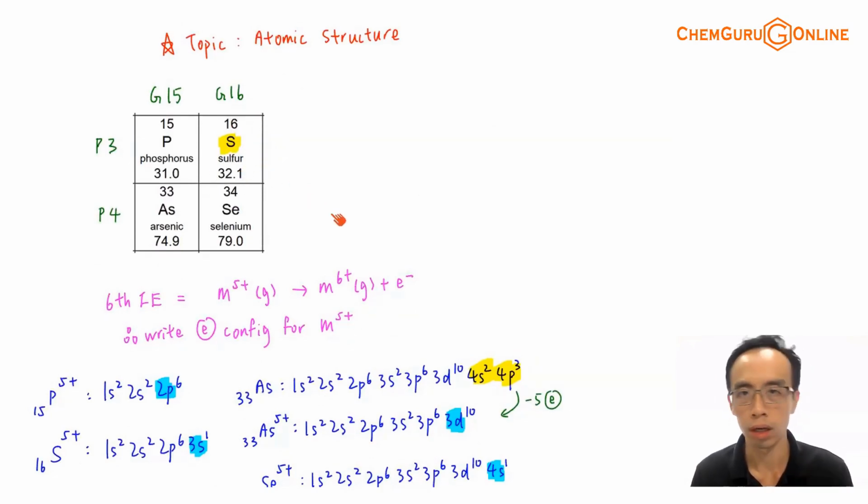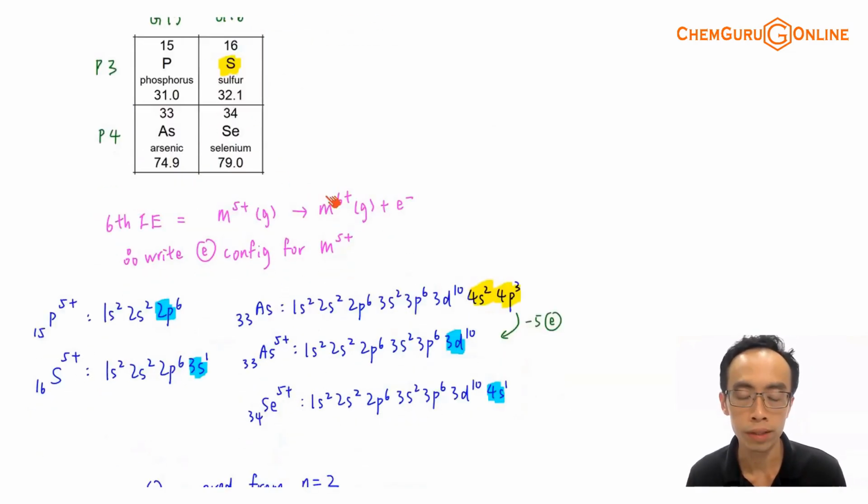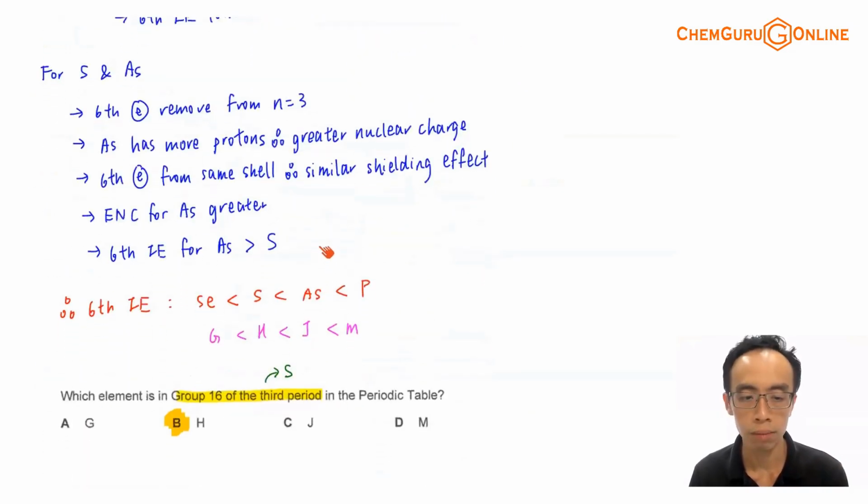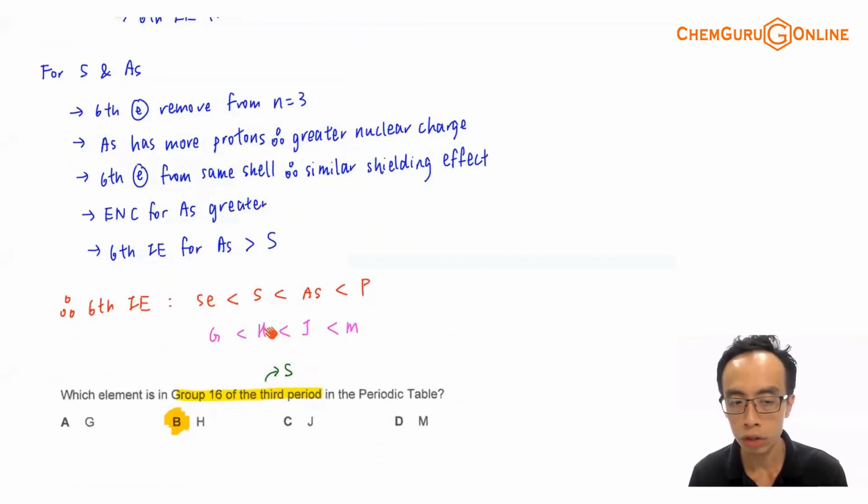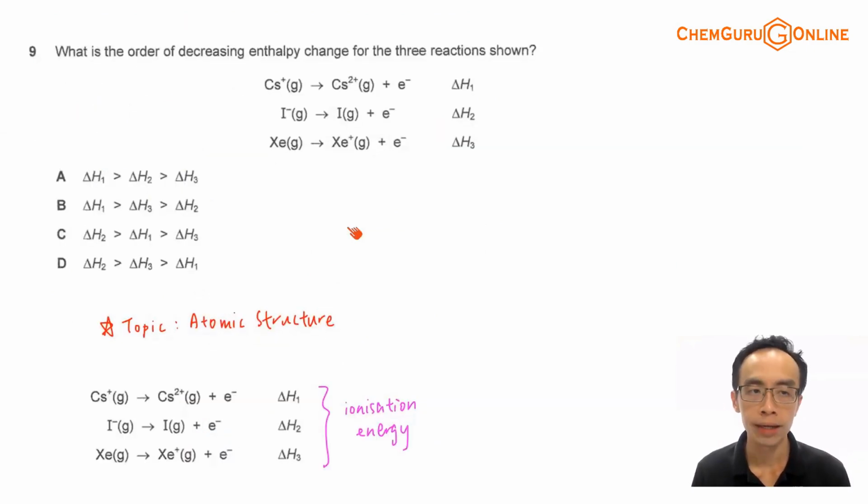So basically, it's just a long-winded way of asking you which of these guys is sulfur. We've already identified my sulfur. Sulfur should be H. Answer to this question will be B. Next, let's take a look at question 9. What is the order of decreasing enthalpy change for the 3 reactions shown?